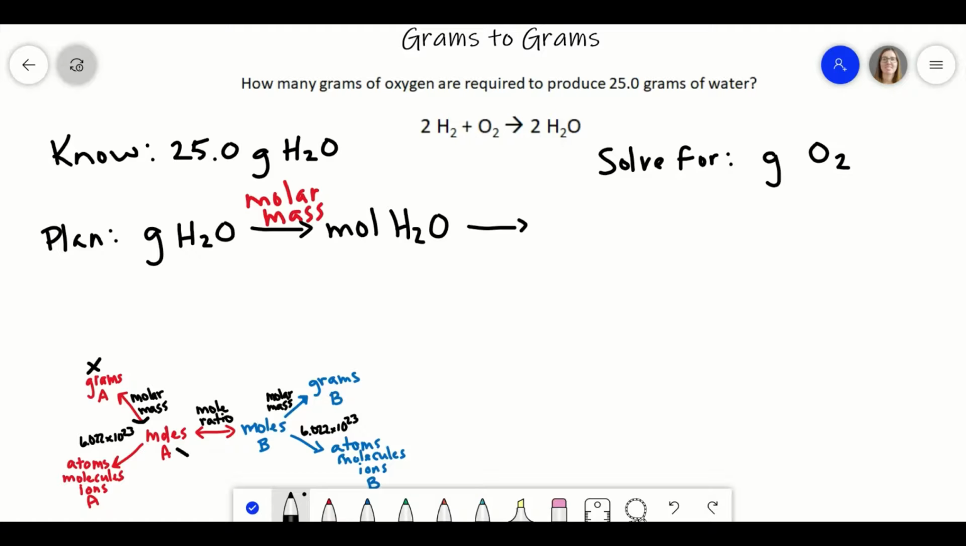Okay, so now we're right here on our flowchart or our guide. And once we're in moles of H2O, we can go to moles of another substance, or B, moles of B. Since we're trying to solve for oxygen, we'll have our substance B be oxygen. So I can go from moles of H2O to moles of O2, and that puts me right here on our guide. To make this conversion, I'm going to use the mole ratio.